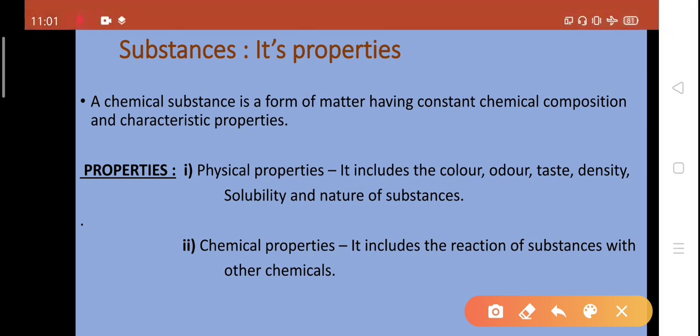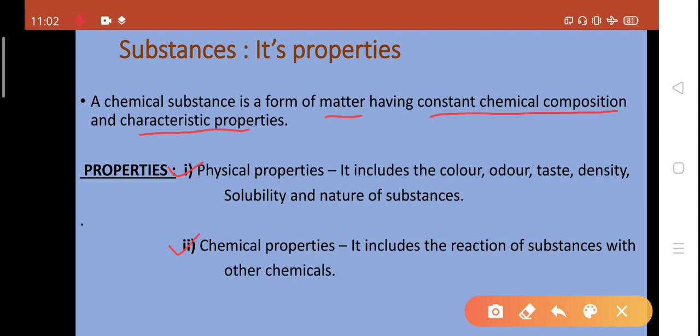Substances and its properties. A chemical substance is a form of matter having constant chemical composition and characteristic properties. It is a matter which has fixed composition and fixed properties. The properties which it includes are physical properties and chemical properties.